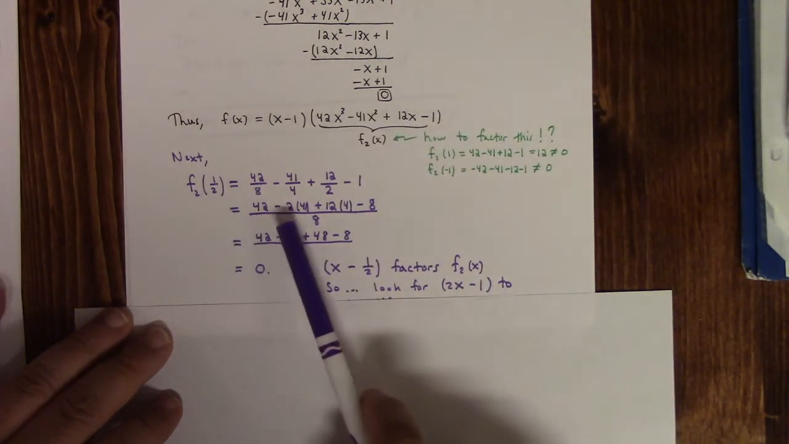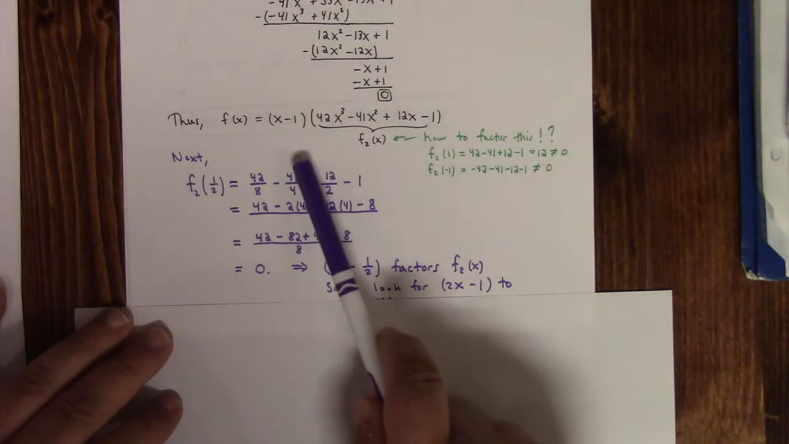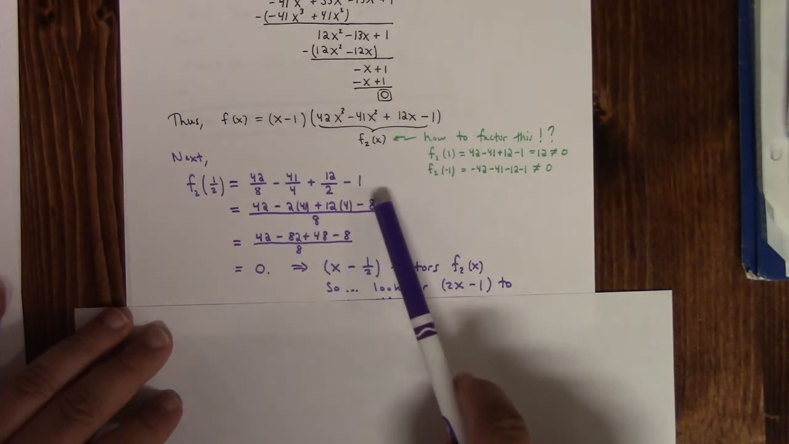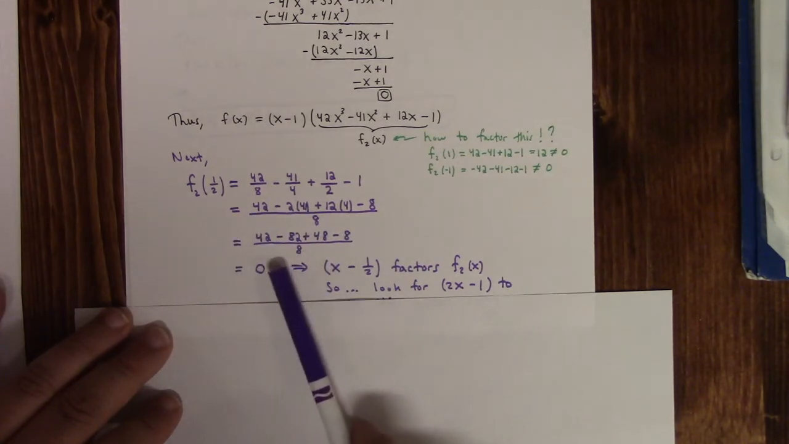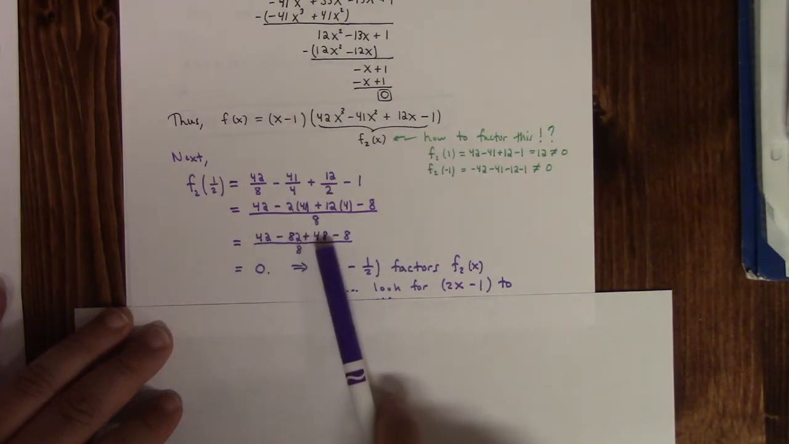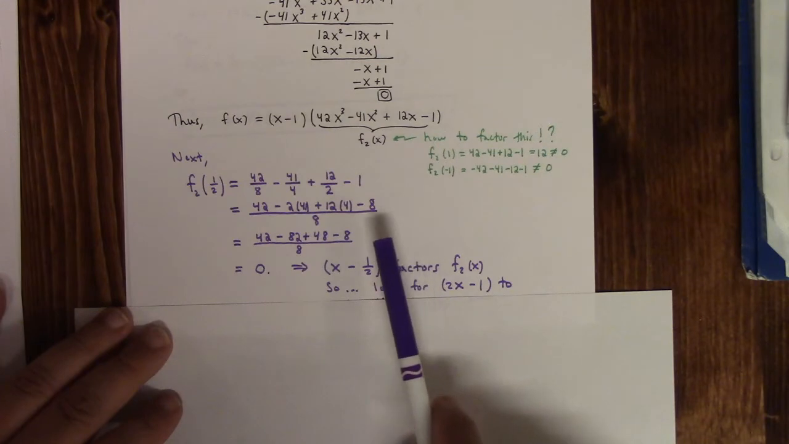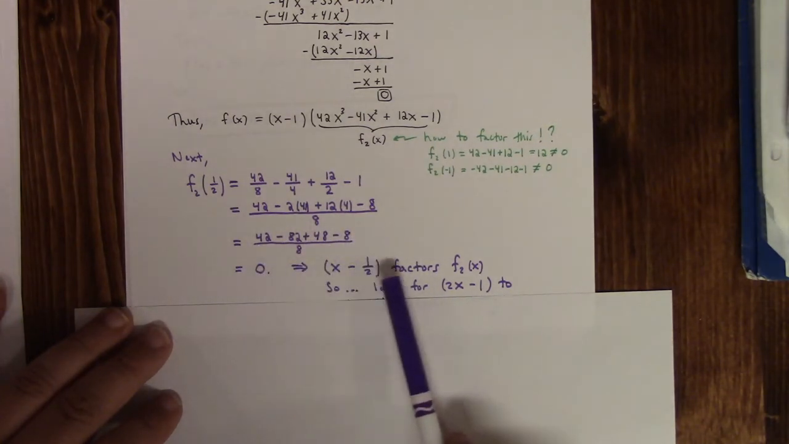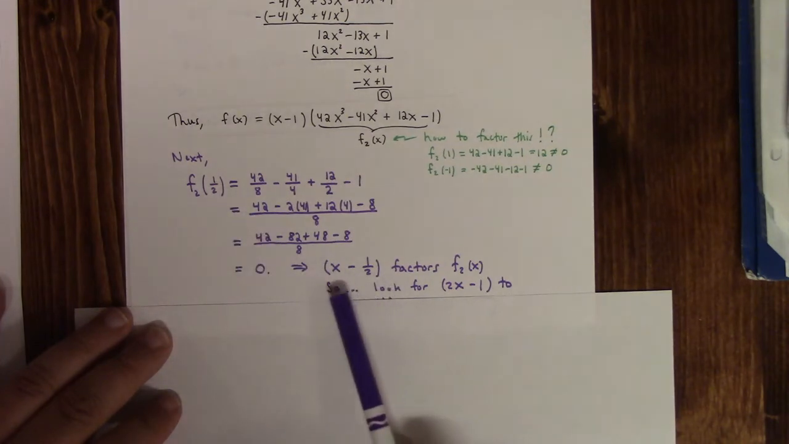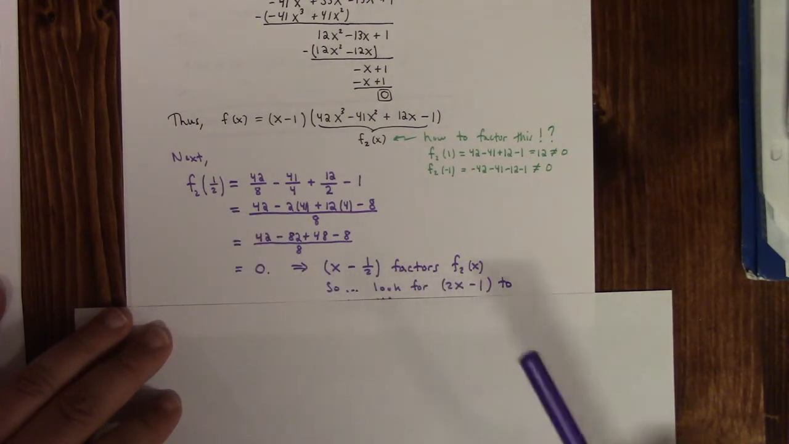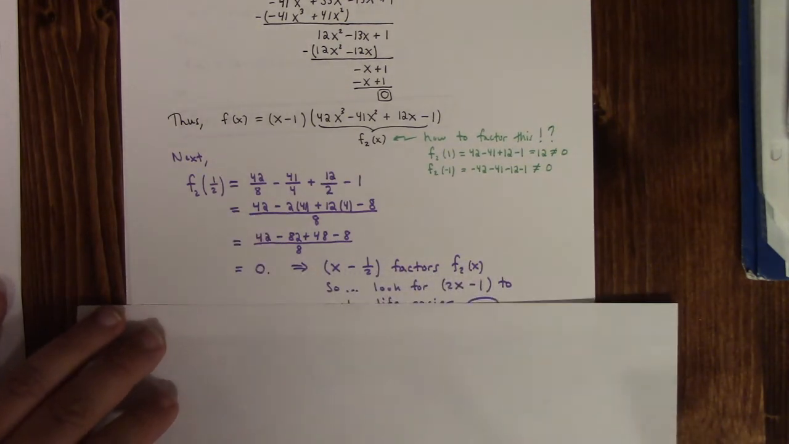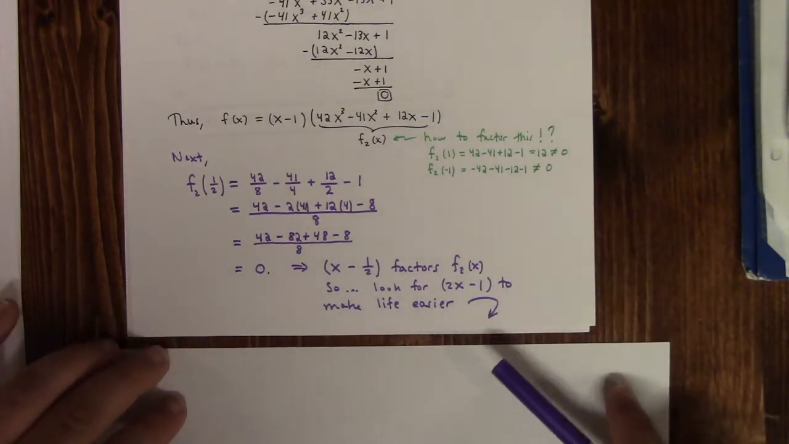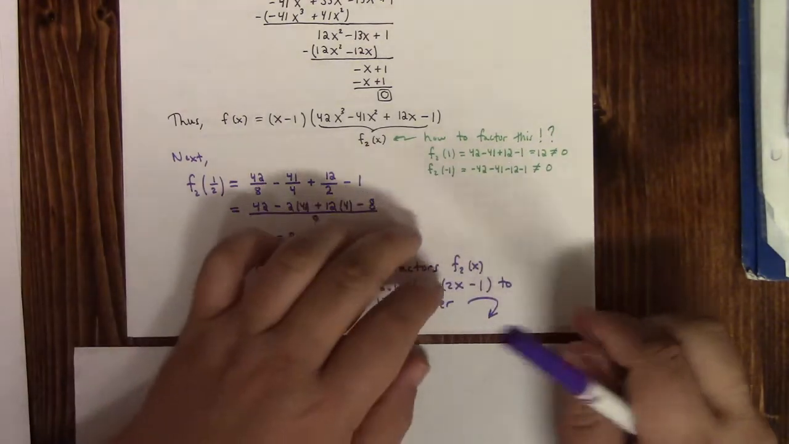And then I make a common denominator of 8. It means I have to multiply the 41 by 2, I have to multiply the 12 by 4, I have to multiply the minus 1 by 8. And when I do that, I end up with 96 minus 96, which is 0 over 8. So what this means is that x minus 1/2 is a factor of f2 of x. So we can look for a 2x minus 1 to factor out to make life easier, right?